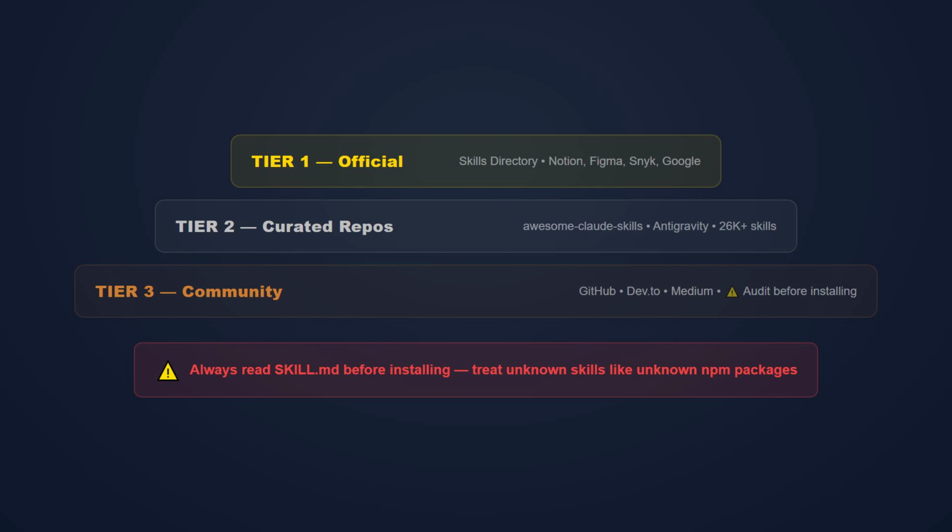Which brings me to something critical. You must audit skills before installing them, especially from Tier 3. Read the SKILL.md, check the scripts folder. Look for anything that runs shell commands, downloads files, or accesses environment variables. A malicious skill has the same permissions as Claude Code itself. Treat unknown skills like unknown npm packages. Trust but verify. Let me show you the actual installation.